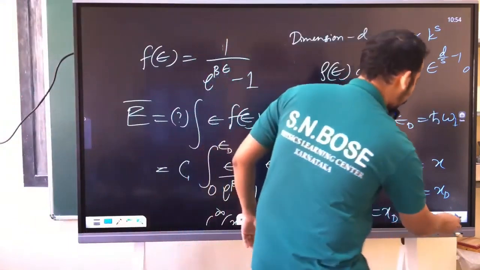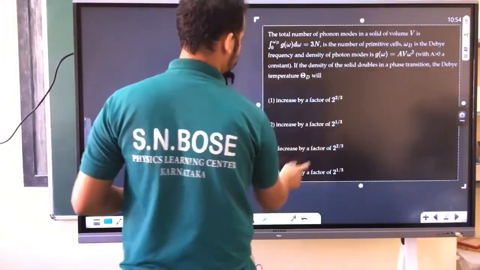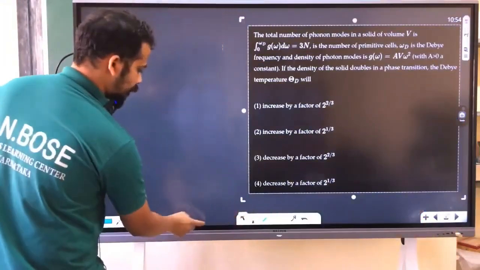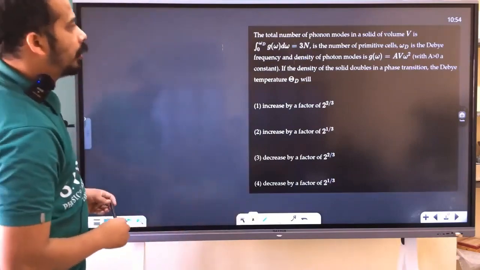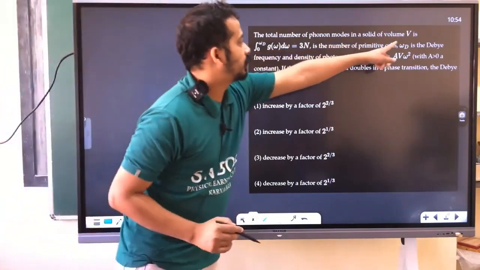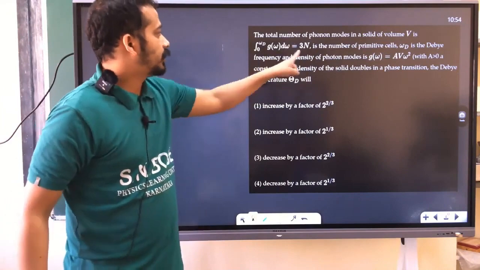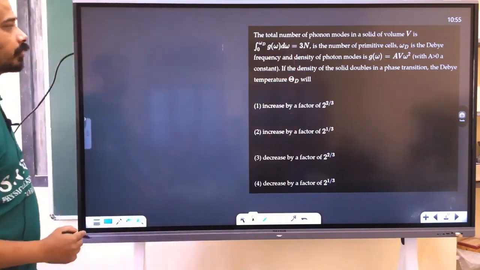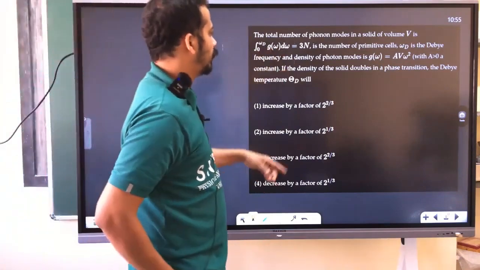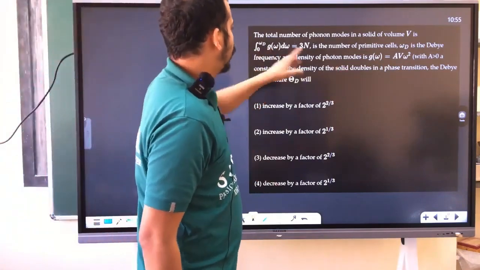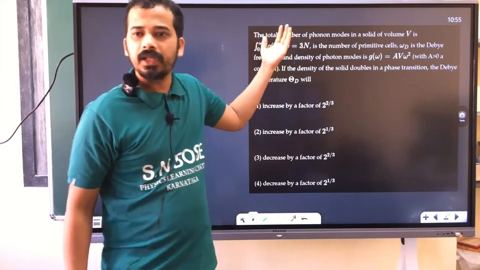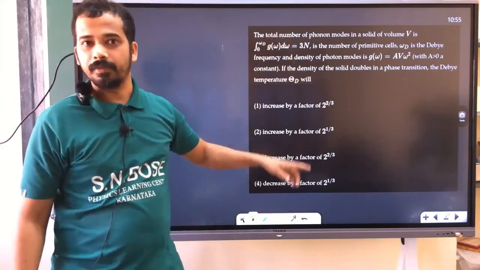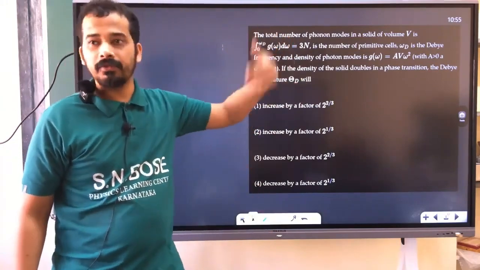Can I go to the problem? Can you see this problem? Total number of phonon modes in a solid of volume V is equal to 3N, and that's what I was saying. Total number of modes, they say like this: integral 0 to omega D of g of omega d omega is equal to 3N. Usually they will make g of omega per unit volume. I told you yesterday, isn't it? In many textbooks they will define it per unit volume.